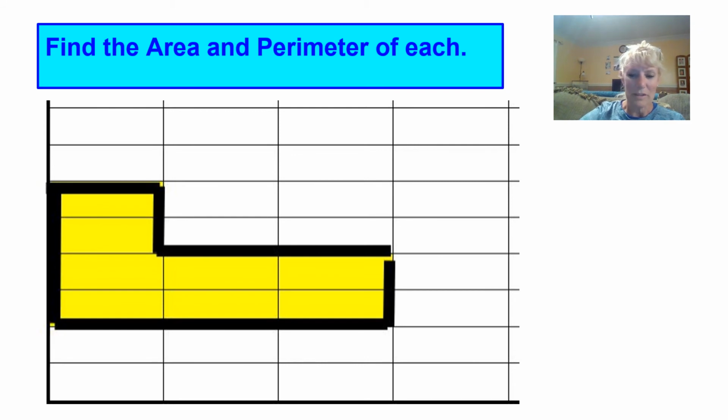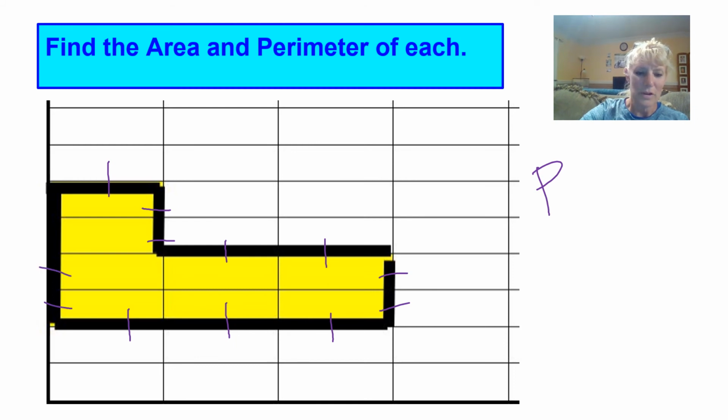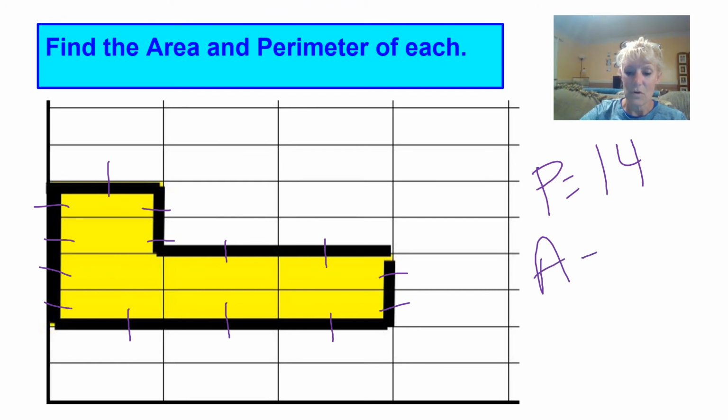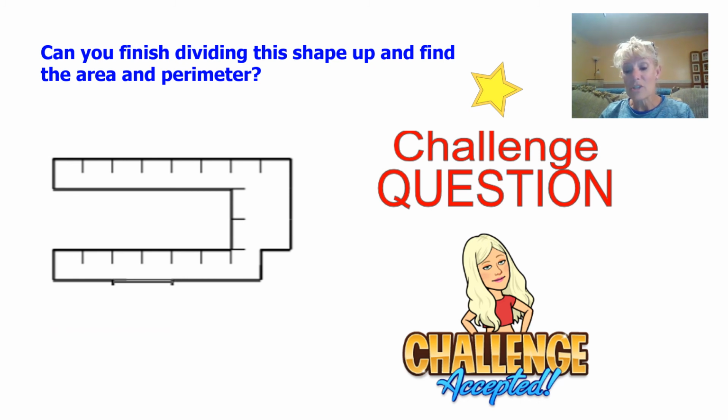Okay, let's start with our perimeter. We have 1, 2, 3, up to 14. So we had a perimeter of 14. And for our area, 1, 2, 3, up to 8. Okay, we have now come to the challenge question. All right, can you finish dividing this shape up and find the area and perimeter? So why don't you try this on your own and come on back and we'll check it together.